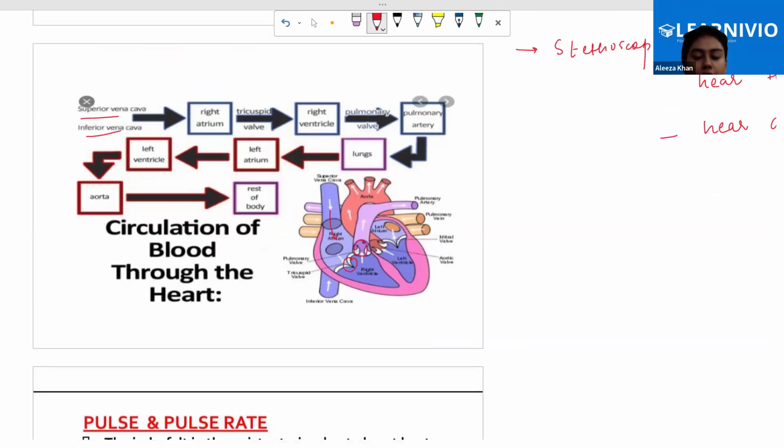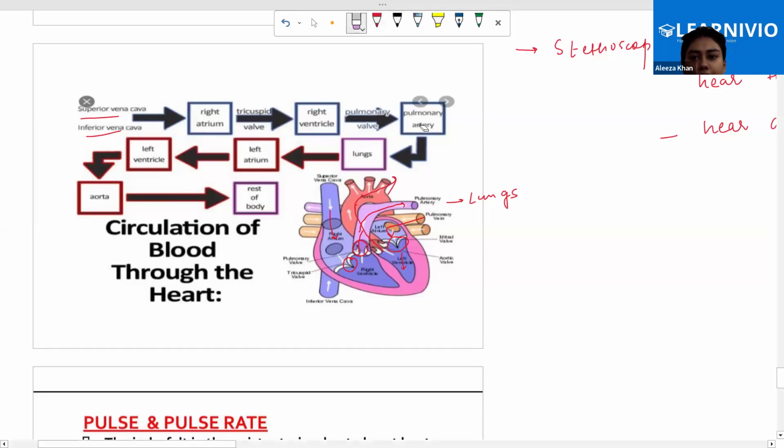By the opening of the pulmonary valve, it is going through the pulmonary artery into the lungs for oxygenation. Again from the lungs, it is being carried by the pulmonary veins, sorry, to the left atrium. By the opening of the bicuspid valve, it is going down into the left ventricle, and by the opening of the aortic valve, your blood is circulated to all parts of the body. The oxygenated blood is circulated wherever it is required. Understood? This is the whole circulation of the heart.